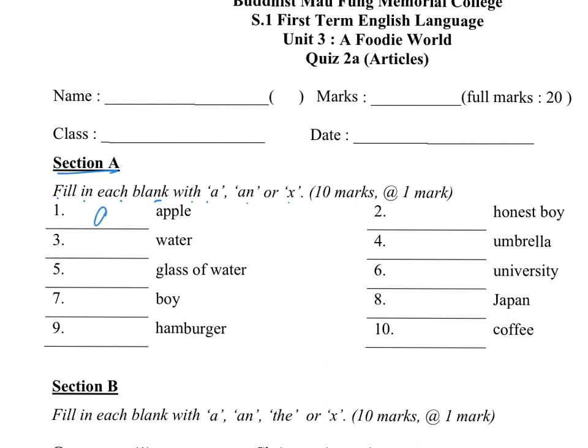Number 1, an apple, A-I-O-U. Water, uncountable. Number 2, an honest boy, honest 呢個 H 呢係 no 生㗎，所以 honest，所以呢係 an honest boy. Umbrella, umbrella, A-U-N, a glass of water.